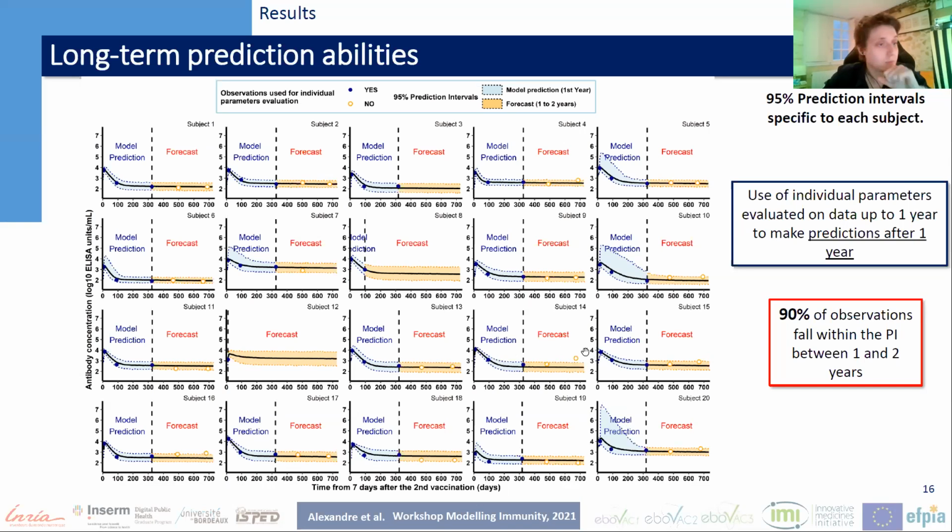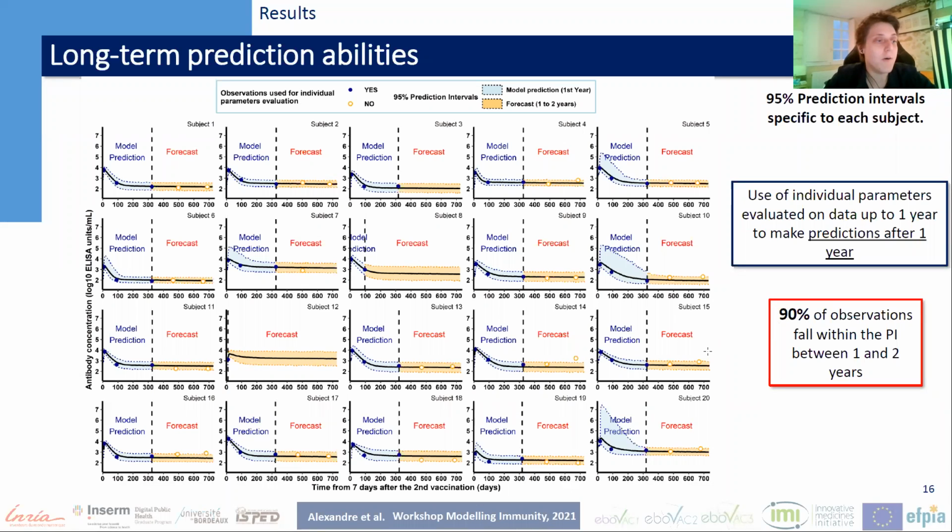However, even if it's a good quality of prediction, we can notice that the estimation of the model can be improved. We obtain only 90% of the observations within the 95% prediction interval.